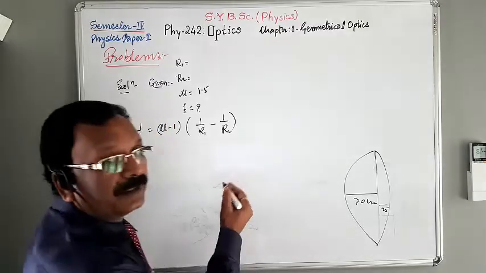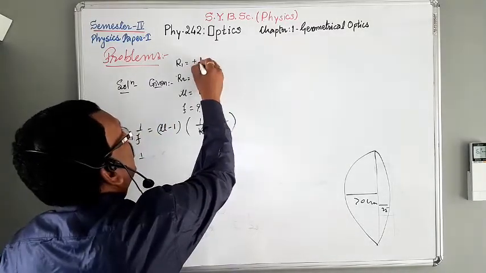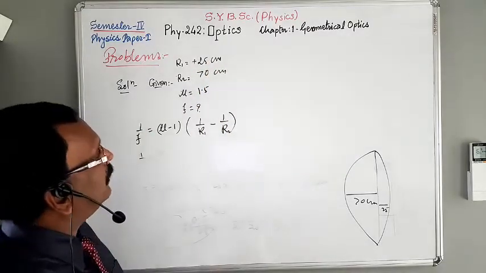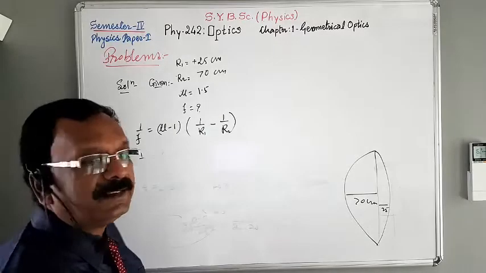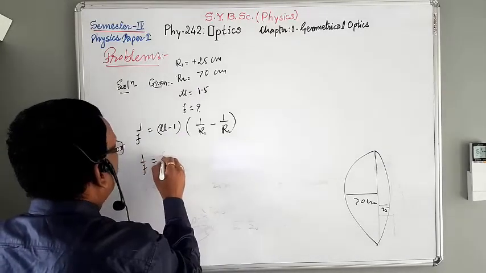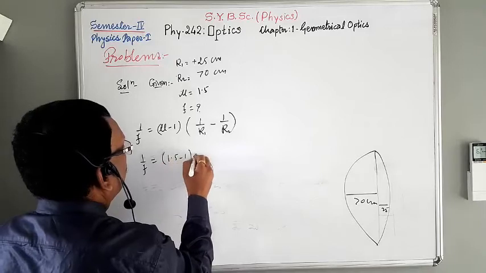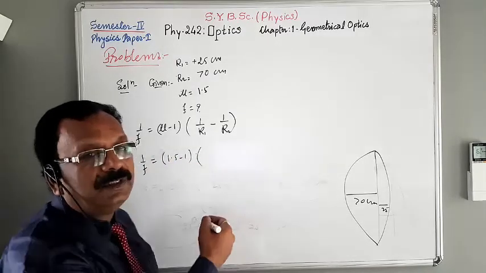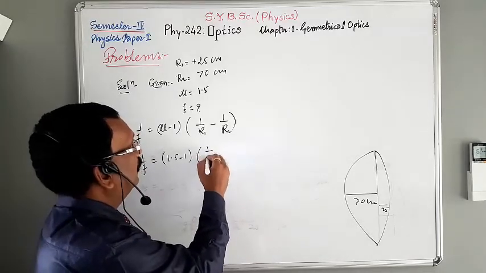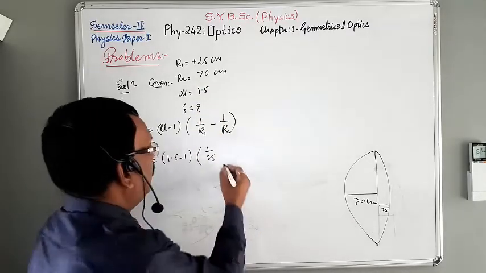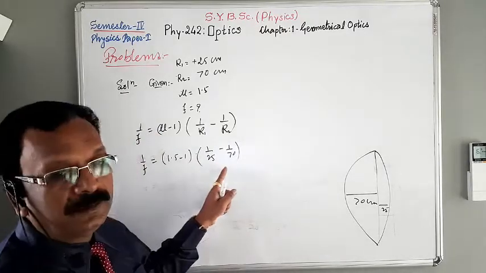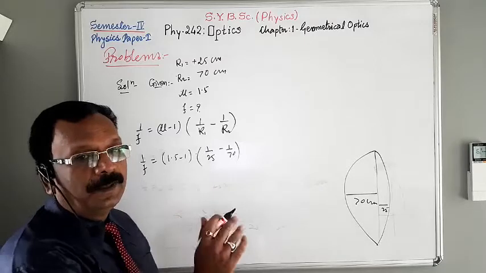So substitute, consider here the value as plus 25 centimeter is the first radius of curvature, 70 centimeter is the second radius of curvature, and refractive index 1.5. Again substitute the same values in the same given formula. 1 upon f is equal to (1.5 minus 1) in bracket, 1 upon 25 minus 1 upon 70. Solve this. You will get the answer.